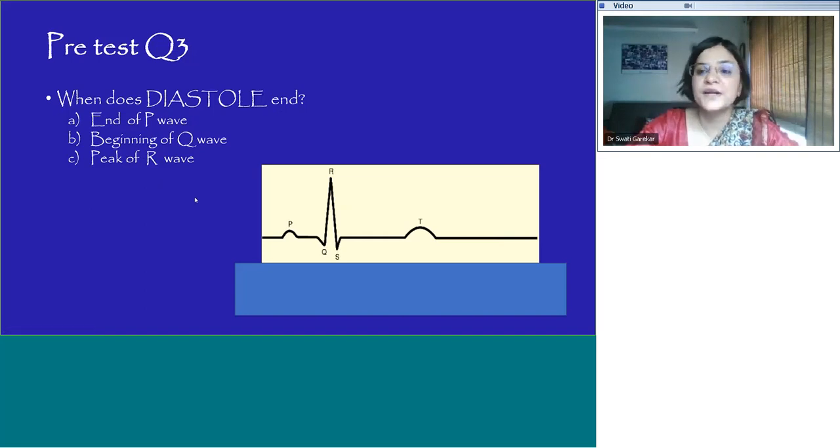Something for us to reflect upon. How is diastole reflected on the ECG? So somebody says end of P, somebody says end of R. I think we have 33% distribution each for all of the three answers. Obviously only one is correct.